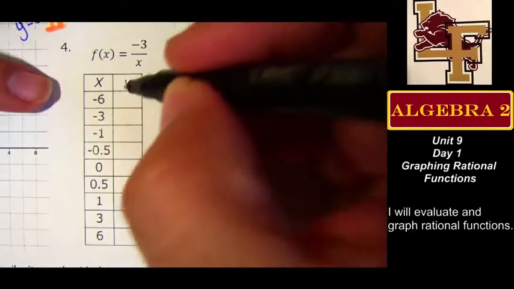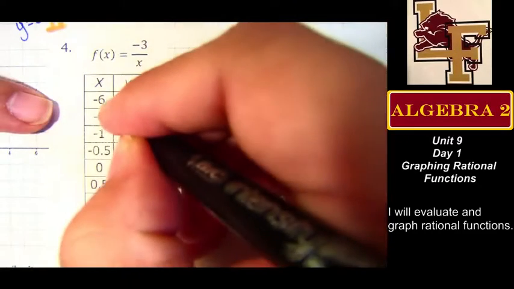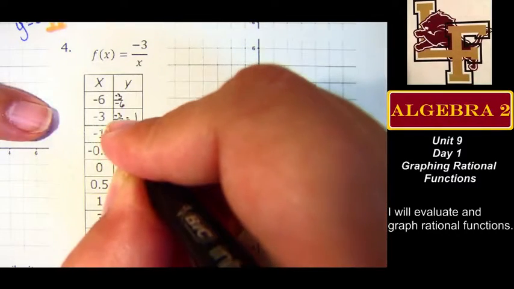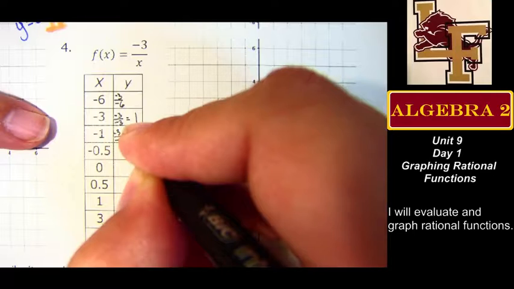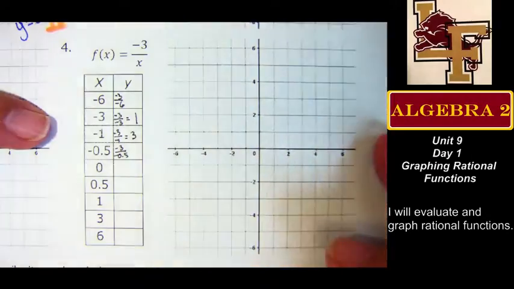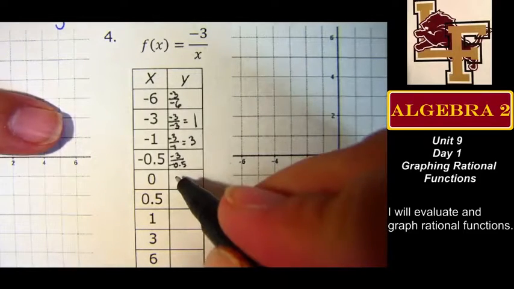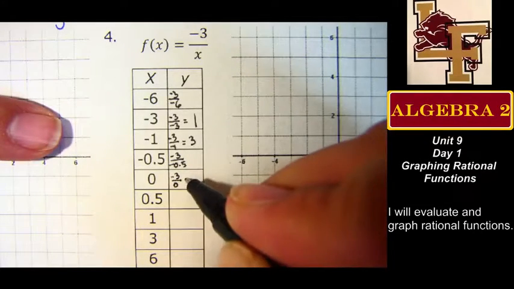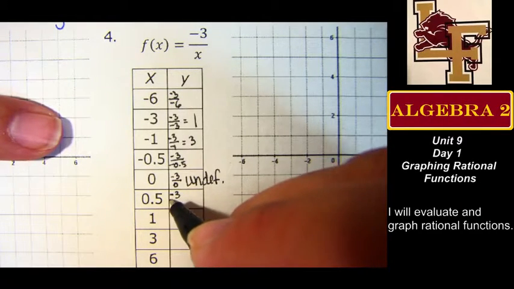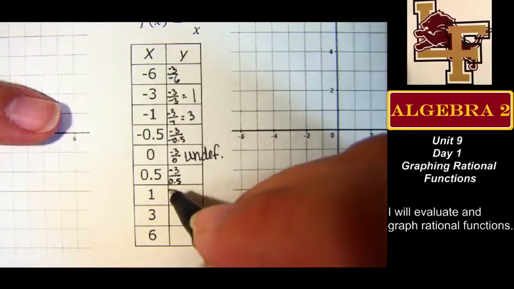All right, so I have -3 over x. So -3 over -6. This one is -3 over -3. This one's easy for me to do, that's 1. -3 over -1, that's easy for me to do, it's 3. -3 over -0.5, hard for me to do, I'm likely going to go to a sheet of paper. -3 over 0, this is my undefined spot. -3 over 0.5, that's going to be another one for my scratch paper.